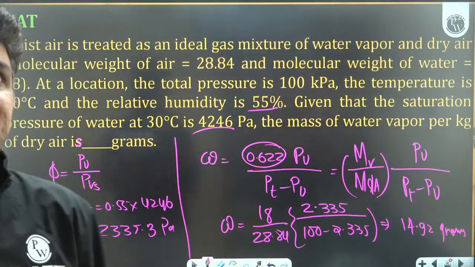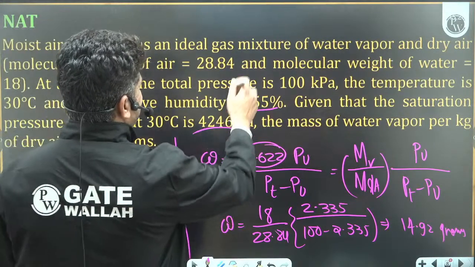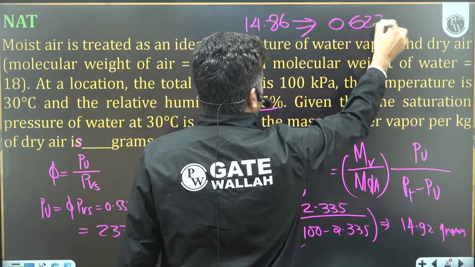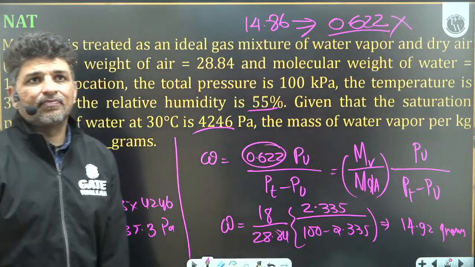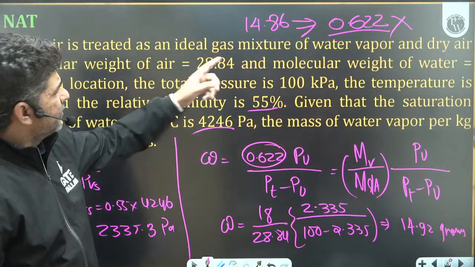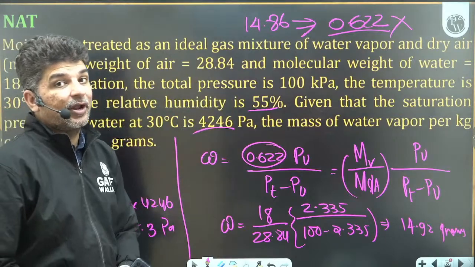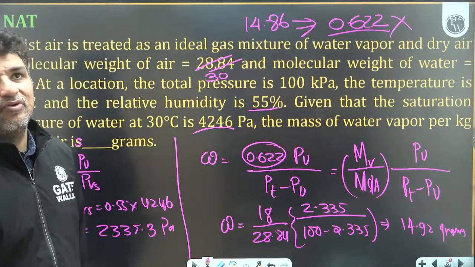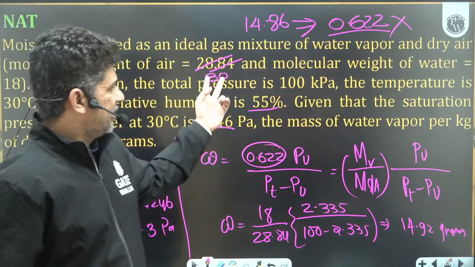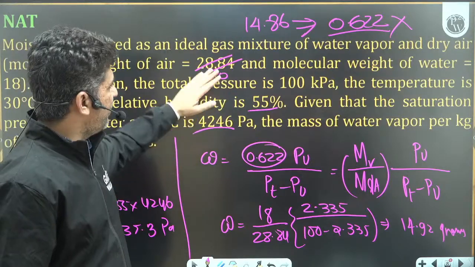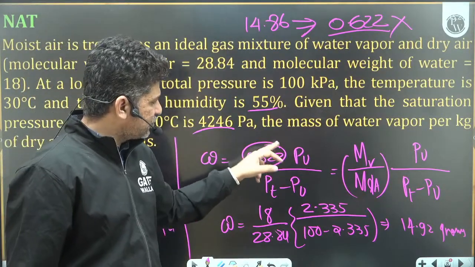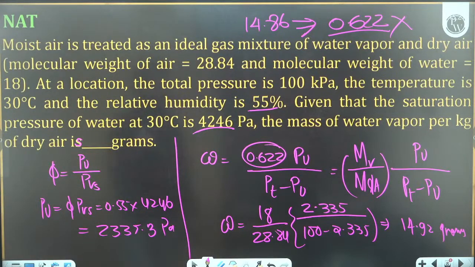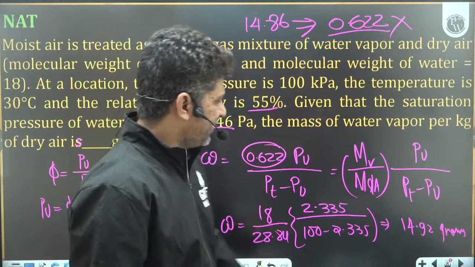Those of you who have written 14.87 or 14.86, that answer comes from 0.622. Guys, this is wrong, because he has already given you 18 and 28.84. Had he given 30 instead of 28.84, most of you would have made a mistake, because none of you have understood what this 0.622 is. Okay, so the right answer will be 14.92 gram. I hope everybody is getting this.